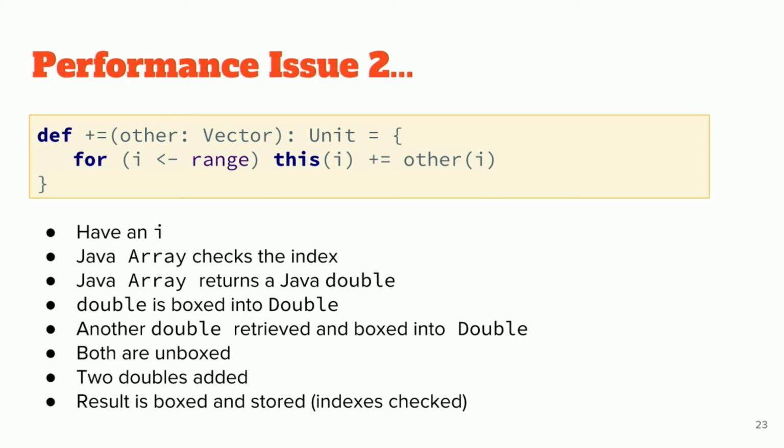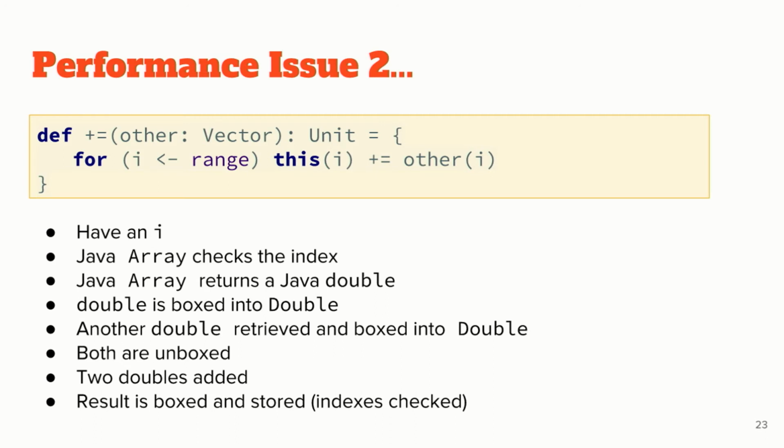So we're in Scala. Scala is on top of Java. So what happens? We take a Java array and do something with it. The Java array checks the index, returns a Java double, a primitive value. That double is boxed into an object Double, and it's given to Scala code. Another double is also returned from the array and boxed. In the code, when we do addition, both are unboxed, added, boxed again, and stored. So I was wasting tons of time on these funny operations.